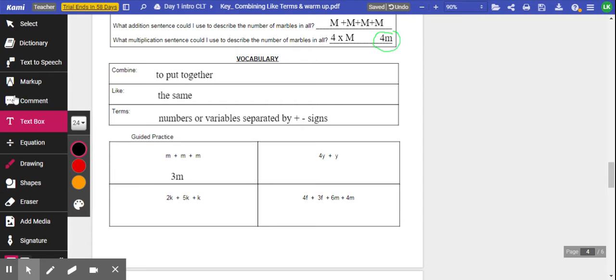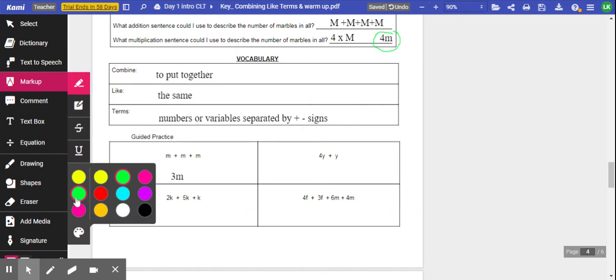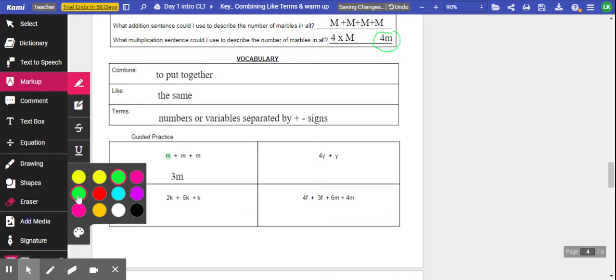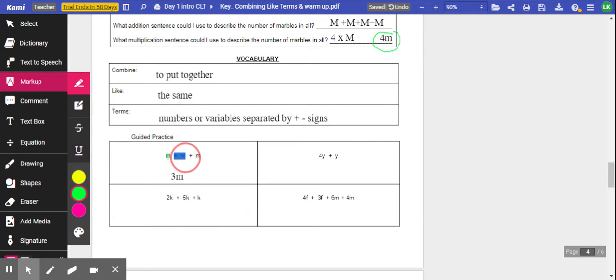And the reason we can do that is because these are all like terms, is what they're called. So this is a like term. And this here is a like term. And this last one is a like term. So there are 3 terms there, and they're all like, or they're the same. And that's because they have the same variable to the same power. So m plus m plus m would be 3m.